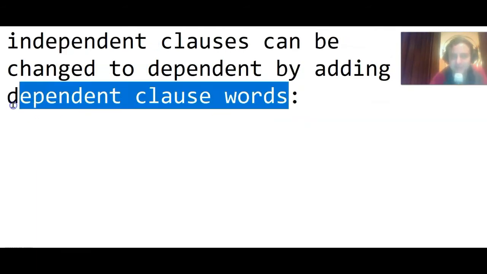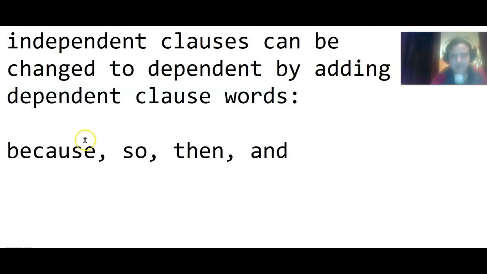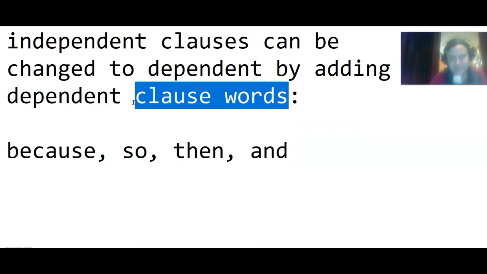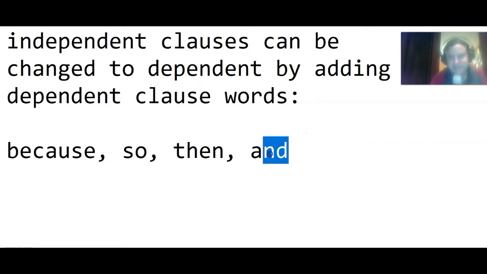There are special words which you can add to an independent clause to make it dependent, such as because, so, then, and. Notice that these independent to dependent clause words are all conjunctions. You cannot start an independent sentence with and, because this word and implies that it is connected to another piece of information, so it is not independent. Same with then, so, and because.